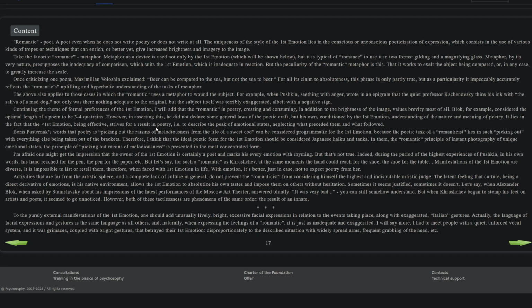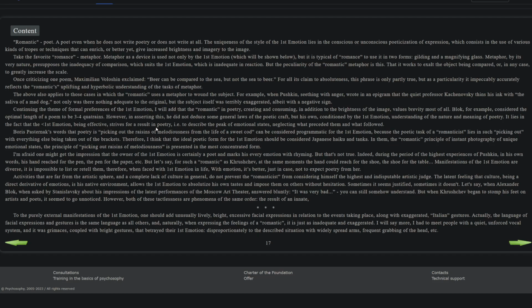It lies in the fact that the first emotion, being effective, strives for a result in poetry, i.e., to describe the peak of emotional states, neglecting what preceded them and what followed. So, because it's results oriented, it's just looking for the juice of the matter. It's looking for the core, the essence of the emotion. It wants to capture it. It doesn't care about processing the emotion and questioning it, and showing what preceded it, what followed. It's just the emotional result that matters.